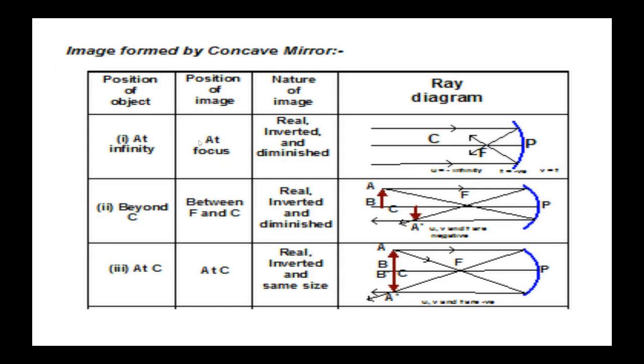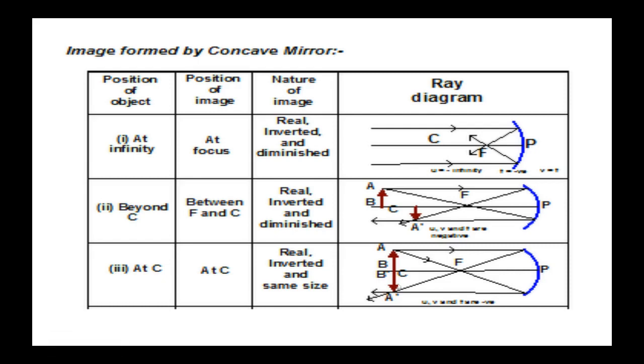So this is the summary of the three ray diagrams we saw. First diagram, where was the object placed? At infinity. Where was the image formed? At the principal focus. And how was the image? It was real, inverted and diminished. What about the second case? The object was placed beyond C. Where was the image formed? We got the image between F and C. Again, it was real, inverted, and diminished.